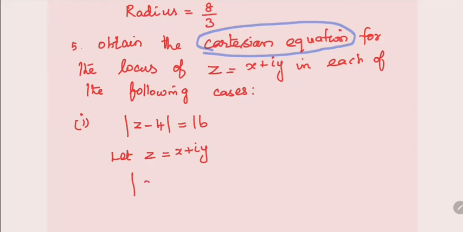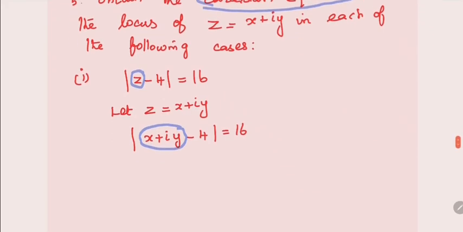So when you substitute in this equation, you will have modulus of x plus iy minus 4 is equal to 16. In the place of z, we have substituted x plus iy. Now we have to apply the modulus. For that you need the real part and imaginary part separately. Here x is the real part and minus 4 is also the real part, so you have to group them: x minus 4, and the imaginary part having the term i, that is iy, is equal to 16.